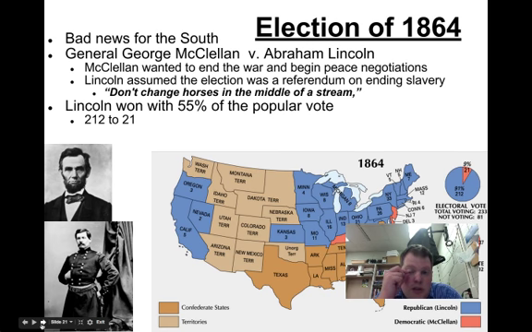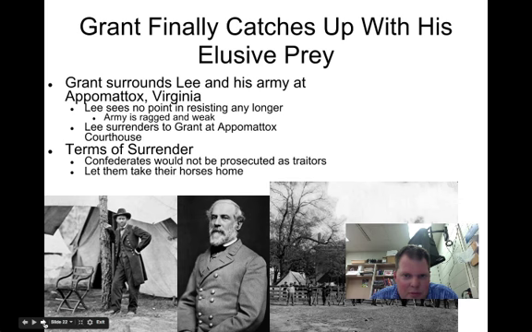Lincoln wins the election of 1864. He wins against the Copperhead McClellan, who's a former general. Lincoln wins relatively comfortably. Obviously, the Southerners are not allowed to vote, so it's going to give the Republicans a pretty big advantage here.